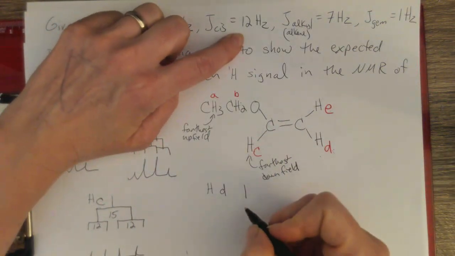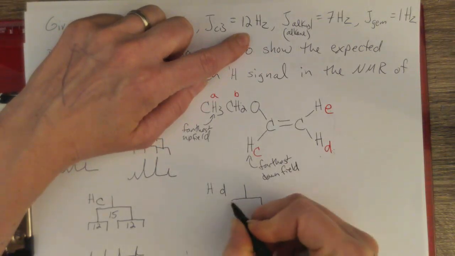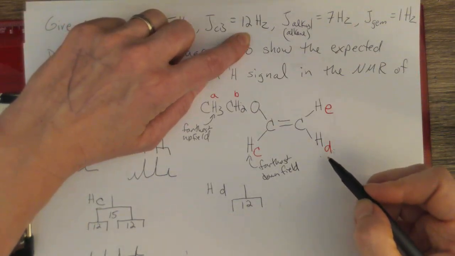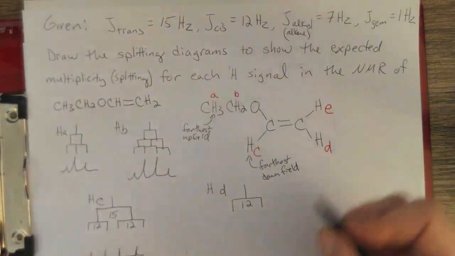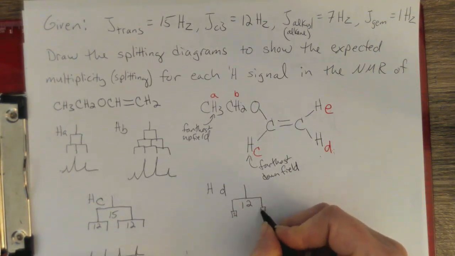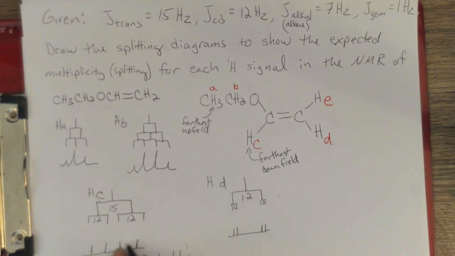So coupling constant for J cis is 12 hertz. So again, if you do this on graphing paper, it makes it a little easier. And then we do J gem, that's just 1 hertz. That's just a little 1 there. So here we also get a doublet of doublets, but let me make that the same. Notice that this distance here is much smaller than what we saw here, okay? So this is very indicative.